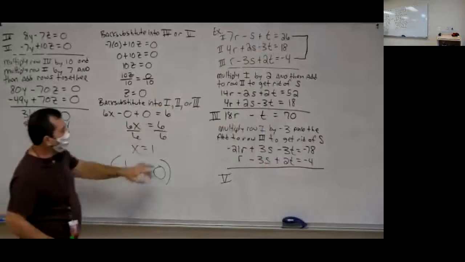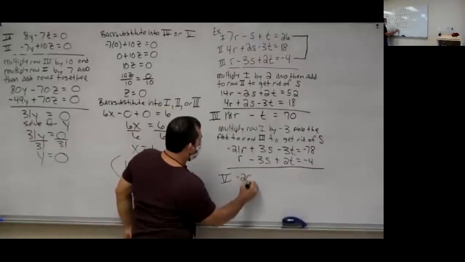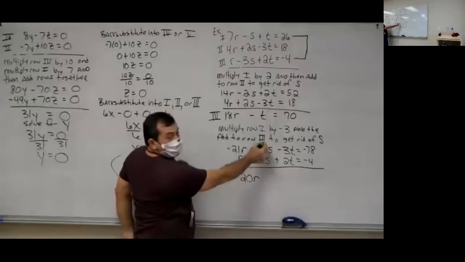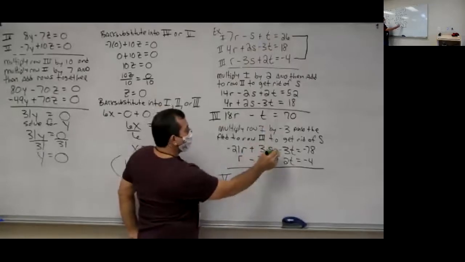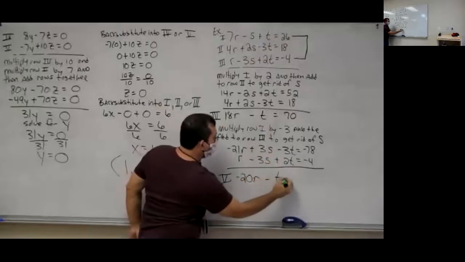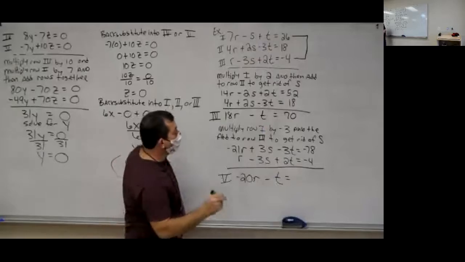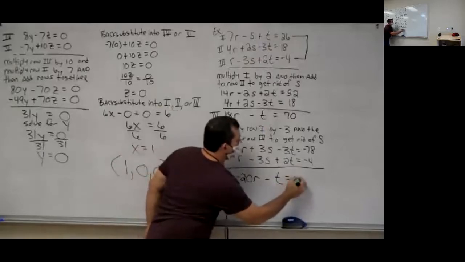All right, let's see what I got. -21 plus 1 gives you -20R. S's cancel. -3T and positive 2T give me -T. And then a -78 plus a -4 is what? A -82.